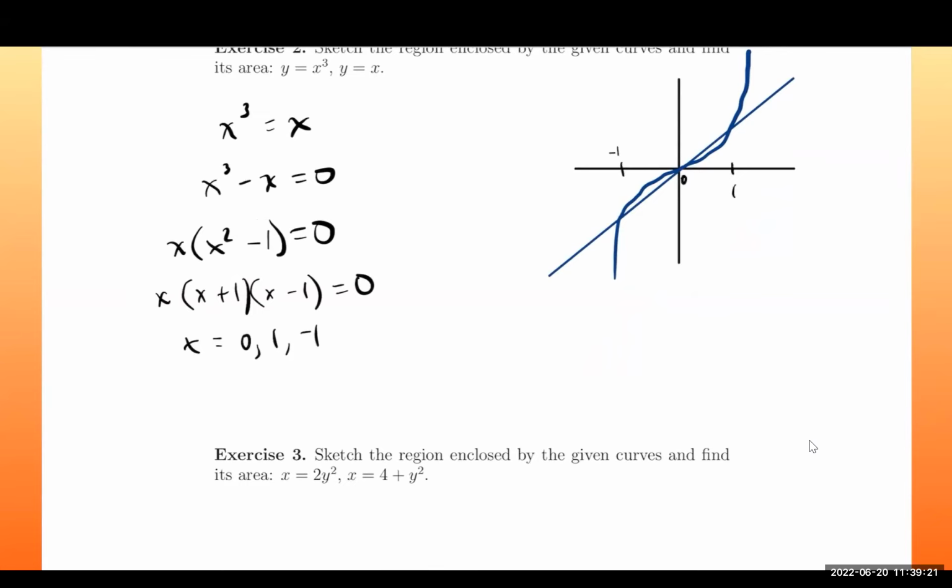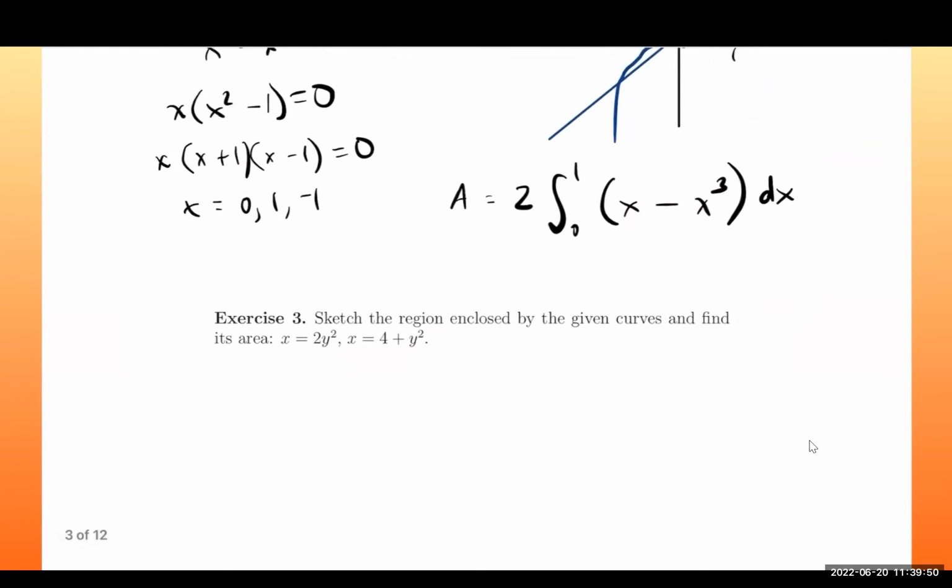But like we mentioned earlier, we're just going to calculate this region and then multiply by 2 because of the symmetry. So let's write our integral. The area is going to be equal to 2 times the integral from 0 to 1 instead of -1 to 1. And the function that's on top would be this one, which is a line, x, minus the function below, the x cubed function. And this is all with respect to x.